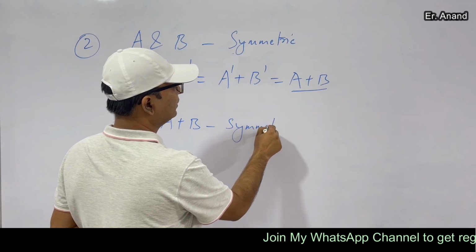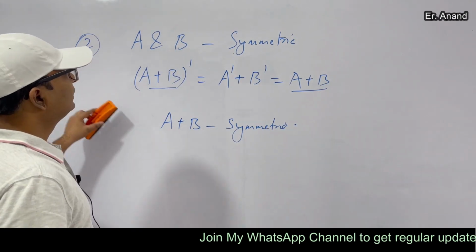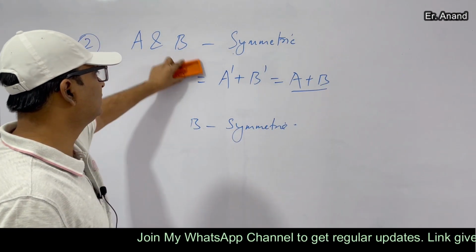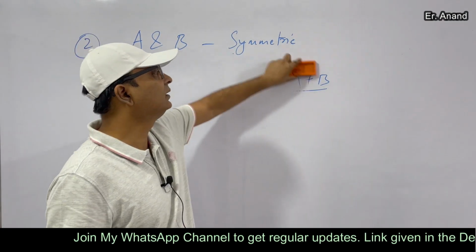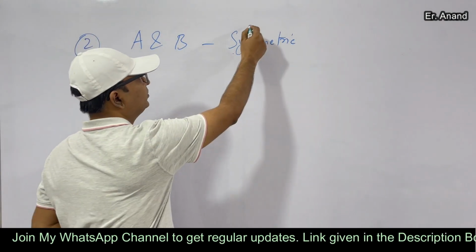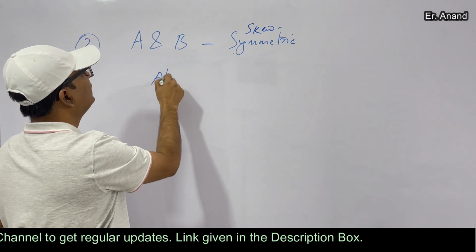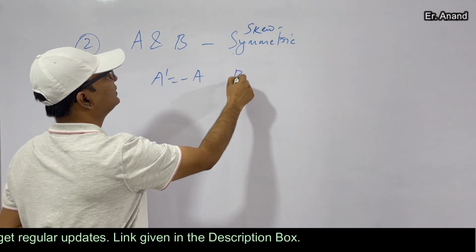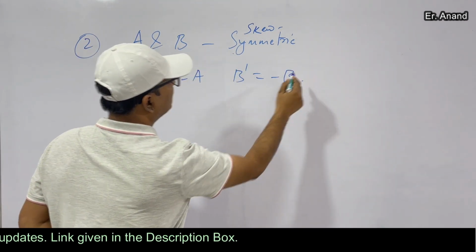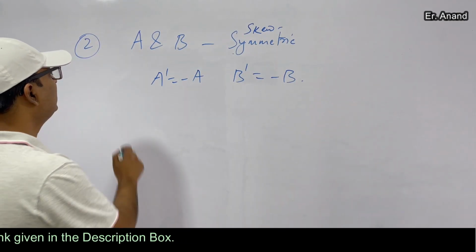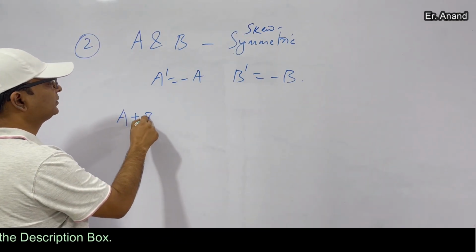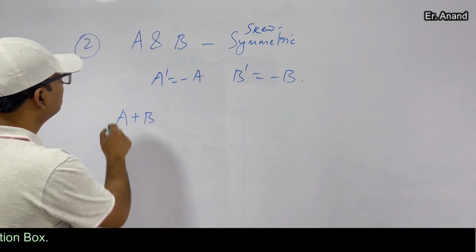Okay. Now in this same question, it says if A and B are skew-symmetric, in place of symmetric. What is the meaning of this? This means A dash is equal to minus A and B dash is equal to minus B. The question says, prove that A plus B is also skew-symmetric. How can we prove it? Let's see.